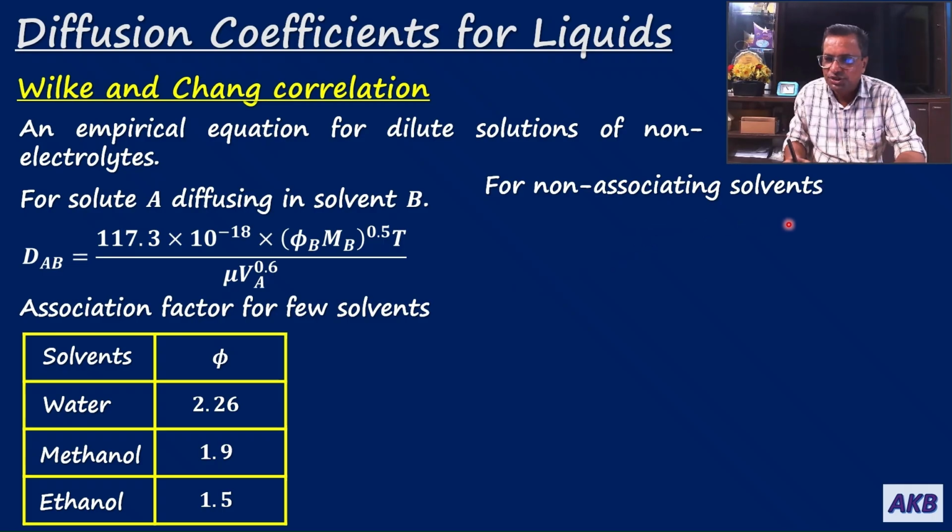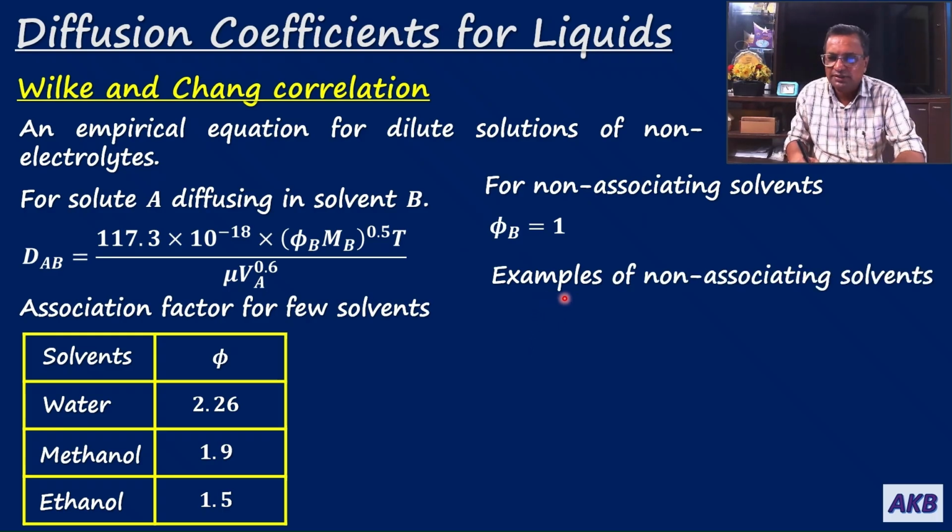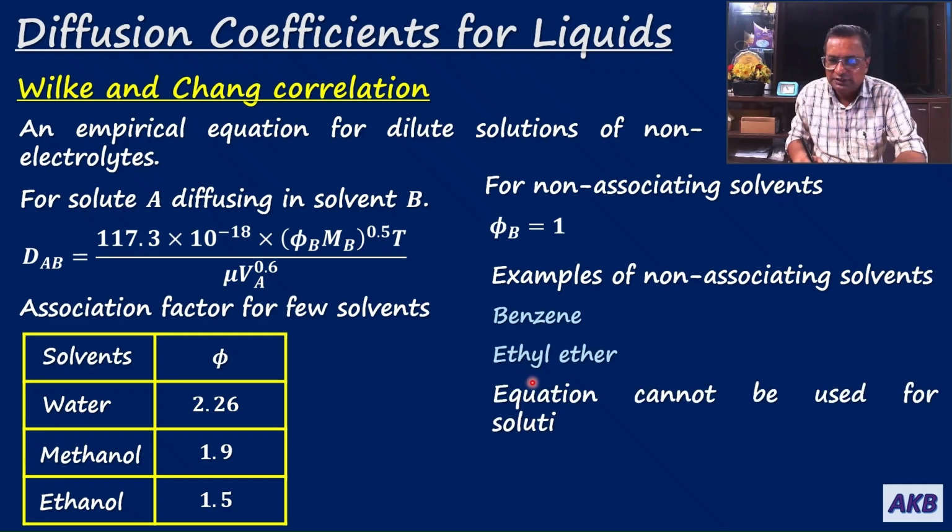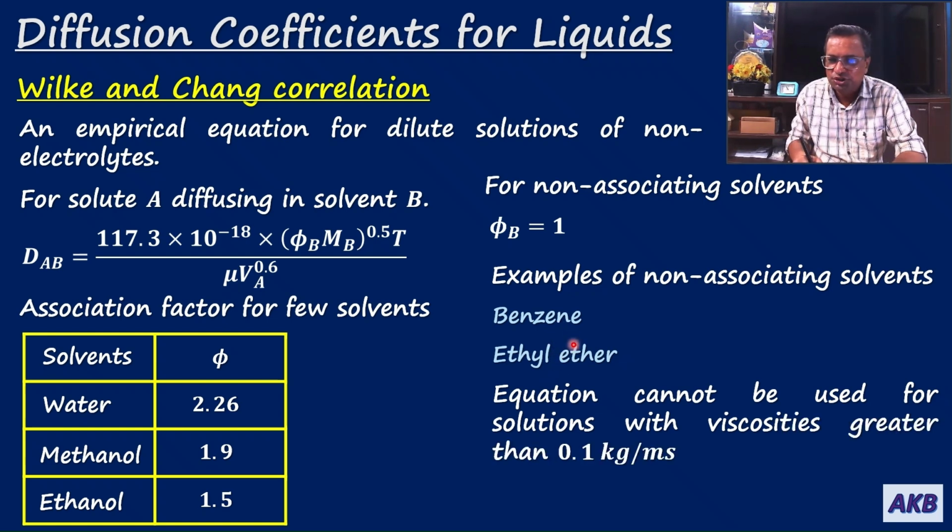For non-associating solvents, you can take phi B as 1. So if the solvent is non-associating, then phi B is equal to 1. What are a few examples of non-associating solvents for which phi B will be equal to 1? You have benzene, you have ethyl ether, then you have others. These are the solvents for which phi B is 1, or these solvents are non-associating solvents.